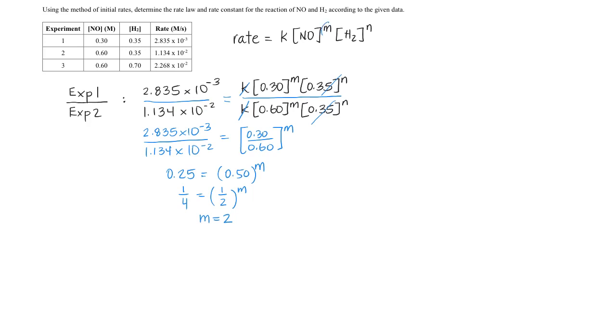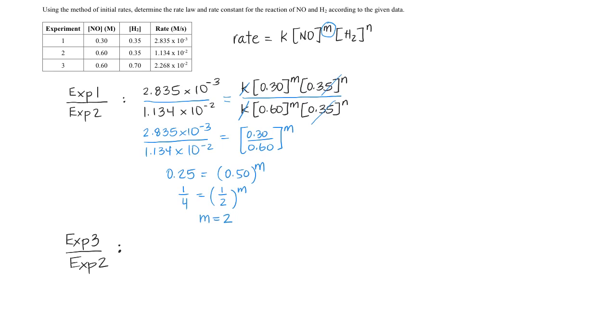So we've solved for m in our rate law, and now we can do a similar calculation to solve for n. To solve for n, let's choose two experiments where the concentration of NO remains constant, but the concentration of H2 changes. And that's going to be experiment 2 and 3. And just to show you that it doesn't matter which order we use the experiments, this time I will compare experiment 3 to experiment 2.